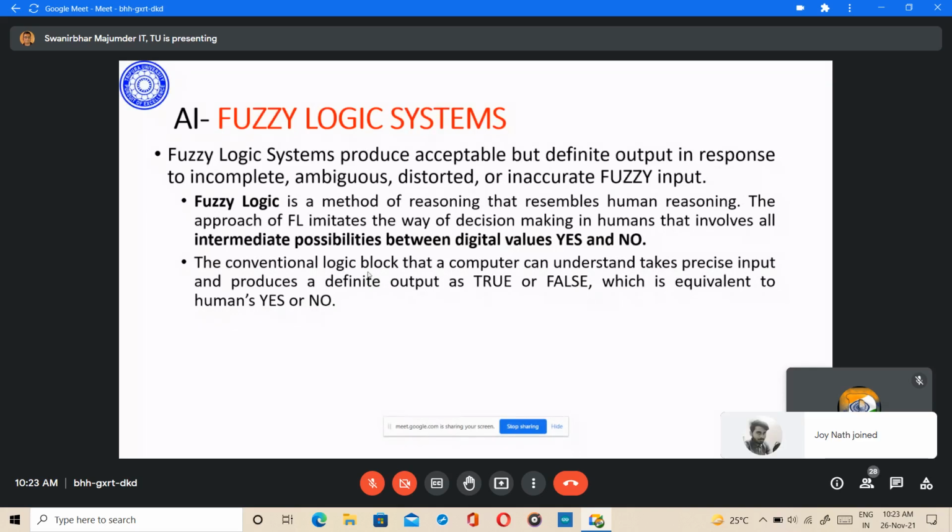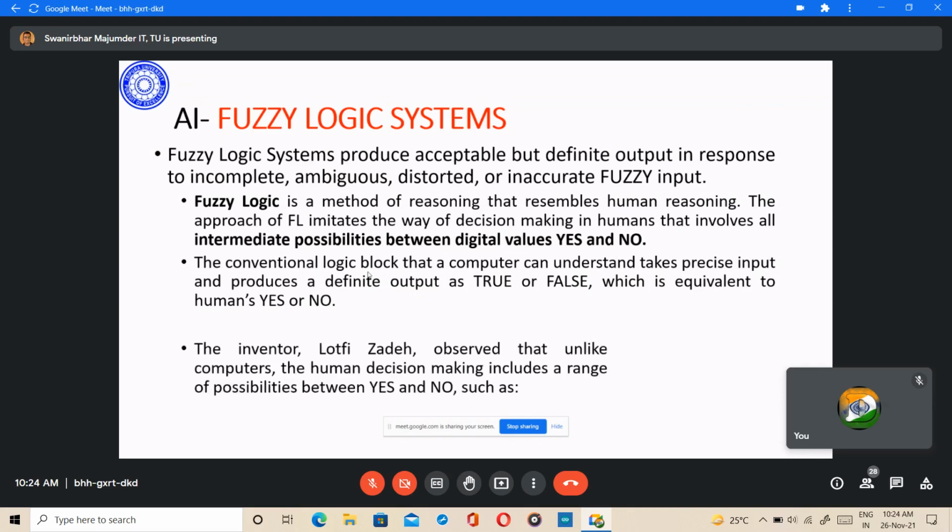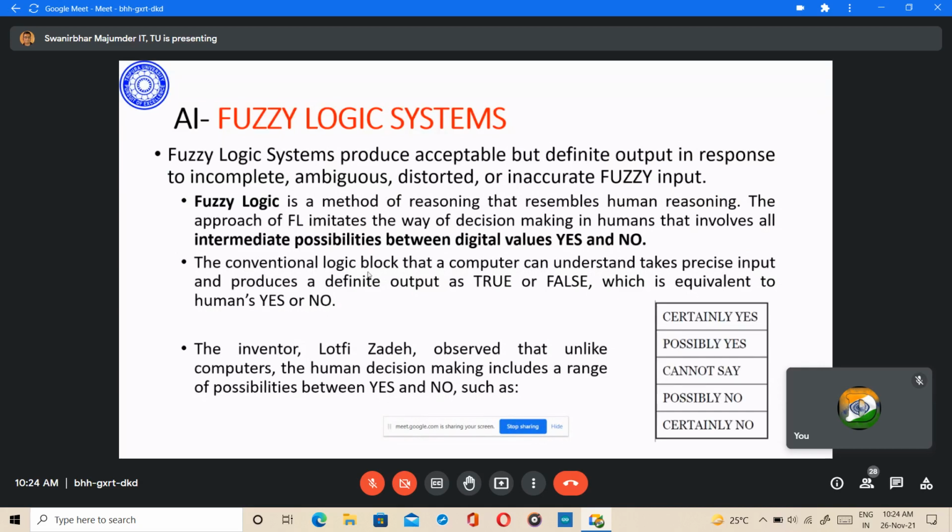So the conventional logic that we and our computers understand is binary, that is 0 1, true false kind of thing. So here we are trying to produce something which is near to that. This is by Lotfi Zadeh, as I told. And unlike normal computers, here we have a range of possibilities in between.